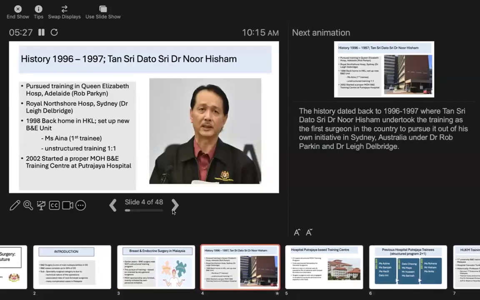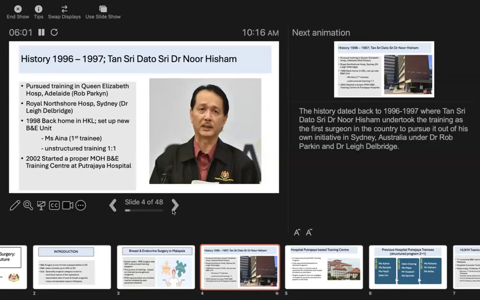The history of our breast and endocrine surgical program dates back to 1996 to 1997, when Dato DG, our former DG, undertook the training as the first surgeon in the country to pursue it on his own initiative in Sydney, Australia. He was trained under Rob Parking at Queen Elizabeth Hospital, Adelaide, for 6 months, and he continued another 6 months at the Royal North Shore Hospital, Sydney, under Dr.